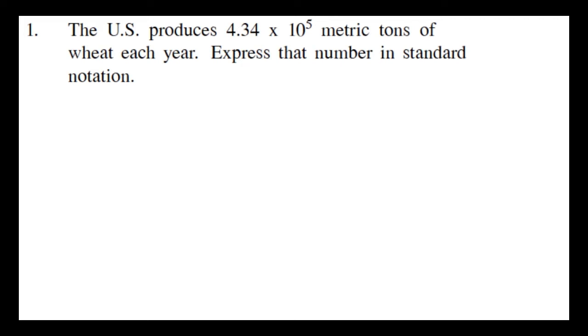So we know that we simply take the 4.34 times 10 to the fifth. We're going to move that over 5 places. So 1, 2, and then it goes over 3 more. So we have 3 zeros. We've done this a lot, so this should be fairly easy. And then we're going to rewrite it. So 434,000 tons of wheat each year.